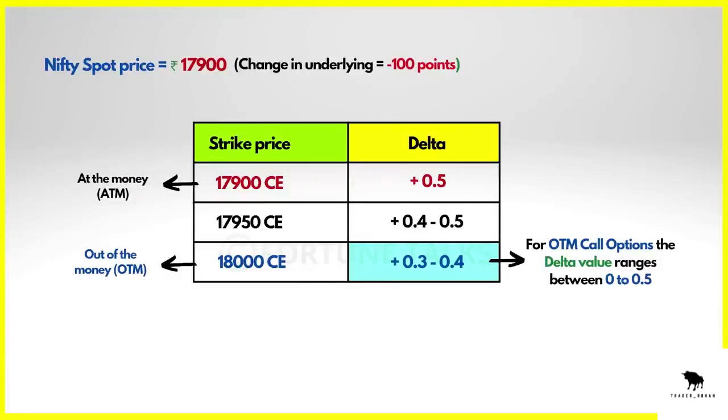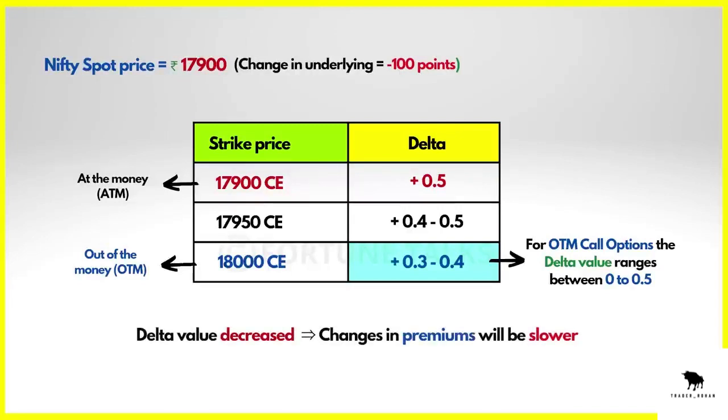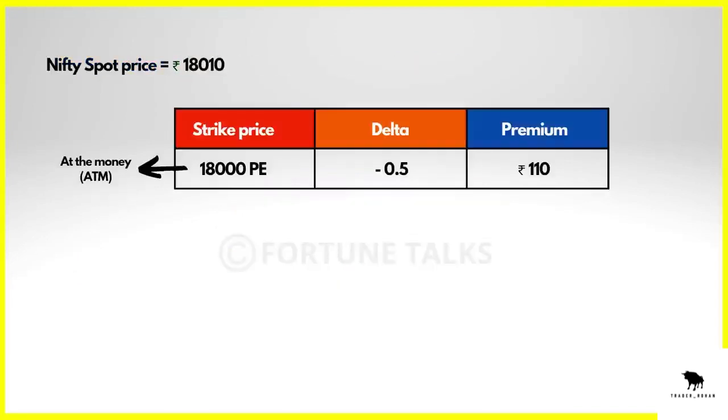then the 18,000 call option strike, which was at the money before, will now become an out-of-the-money strike. So naturally, the delta value will reduce from 0.5 and it will now range between 0.3 and 0.4, which in turn implies that the option premium will now move slower than before. Let's look at a similar example for put options to have a solid understanding of the concepts.